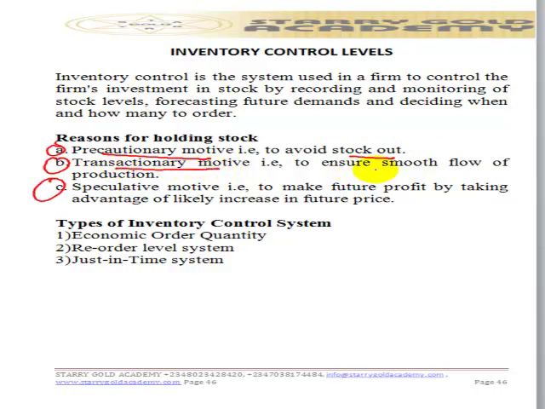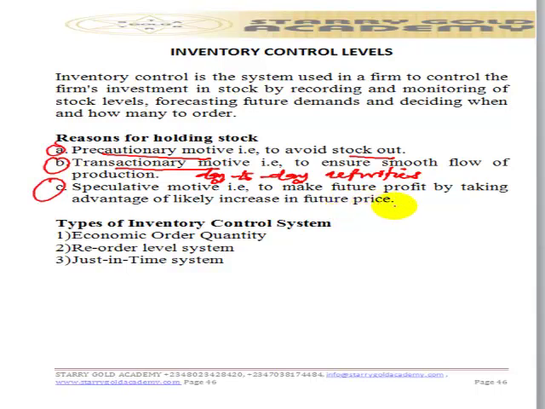Transactionary motive, to ensure there is a smooth flow of production, that materials needed are available as at and when due. So this is for day-to-day activities of production. Speculative motive, to make future profit by taking advantage of likely increase in future price. So the company can buy more of a commodity now to ensure that at the time the price will increase, they will take the advantage of the increase in price.